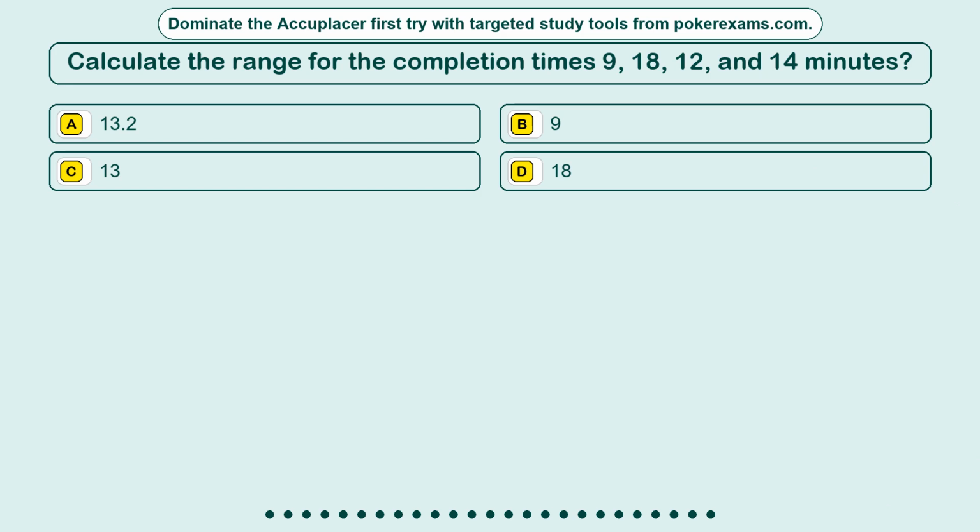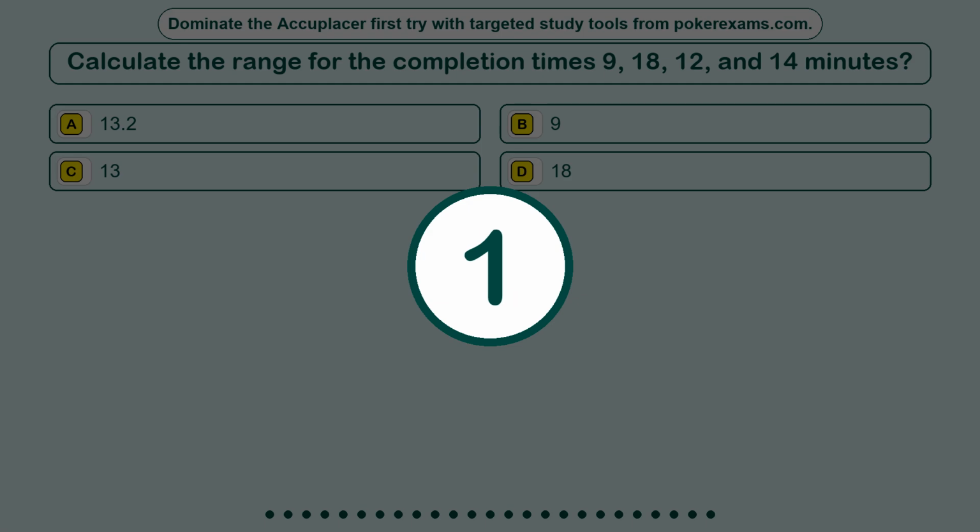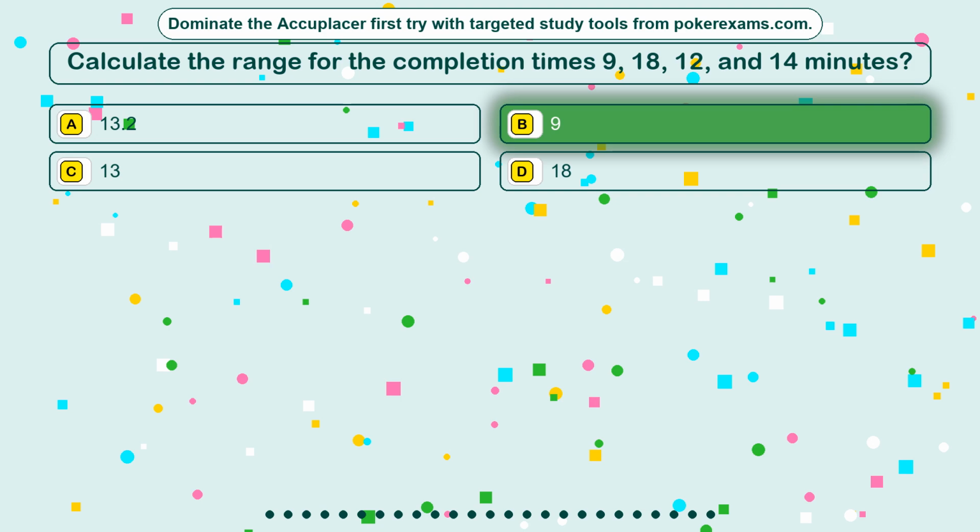Question 9. Calculate the range for the completion times 9, 18, 12, and 14 minutes. Option A, 13.2. Option B, 9. Option C, 13. Option D, 18. The correct answer is option B, 9.